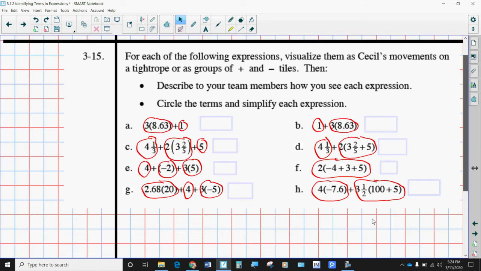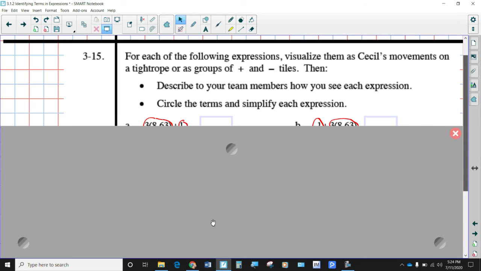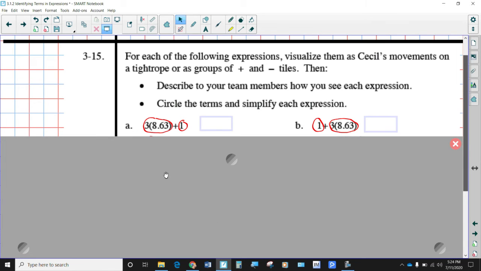All right, welcome back. Do your circle terms look like mine? Let's just go through each one. In fact, I'm going to do this right now so we don't overcomplicate things. Starting with A, 3 times 8.63 plus 1. This is what I consider a complicated mess, so that's a multiplication problem. So that right there is one single term. Once you multiply them together, then you can add the 1 to get 26.89.